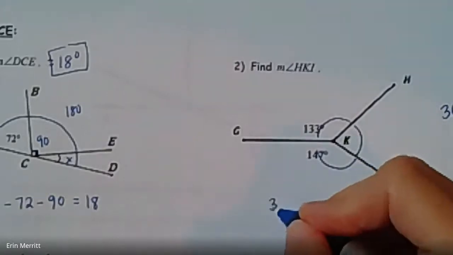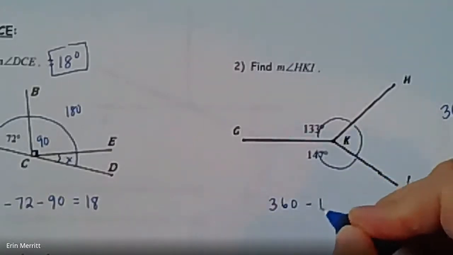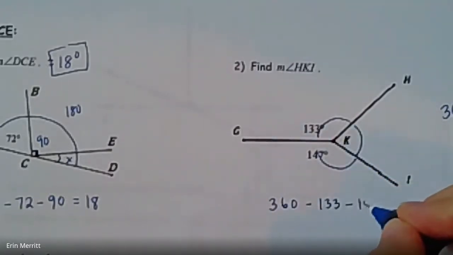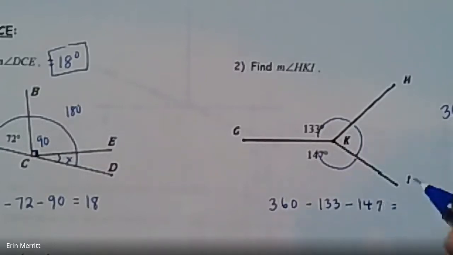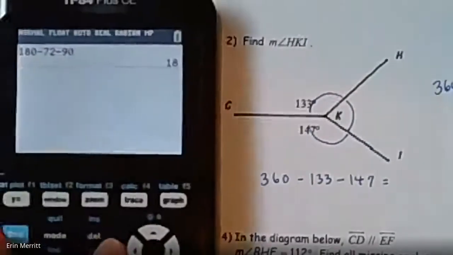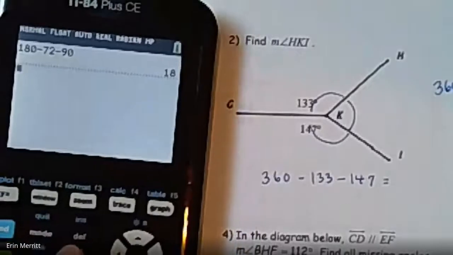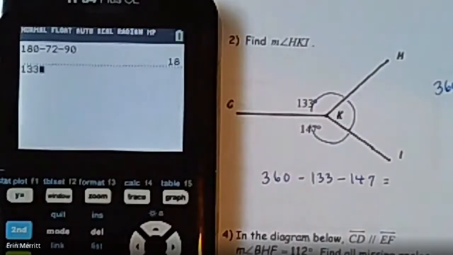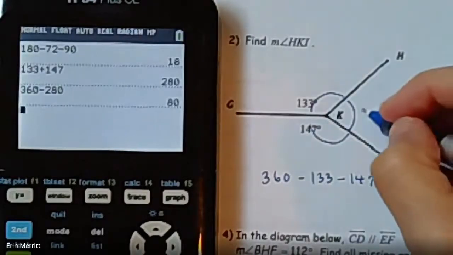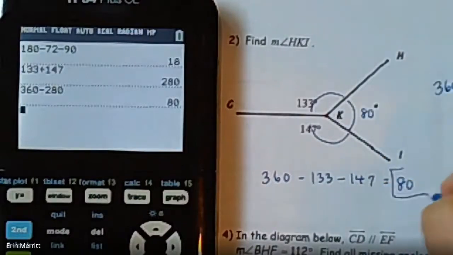360. So we can simply take 360 and then subtract the 133, subtract the 147. Now, could you add the 133 and the 147 together first and then subtract? Of course you can. So I could do this and then go 360 minus 280, and that would be perfectly fine. Either way, I should be left with 80 degrees right there.